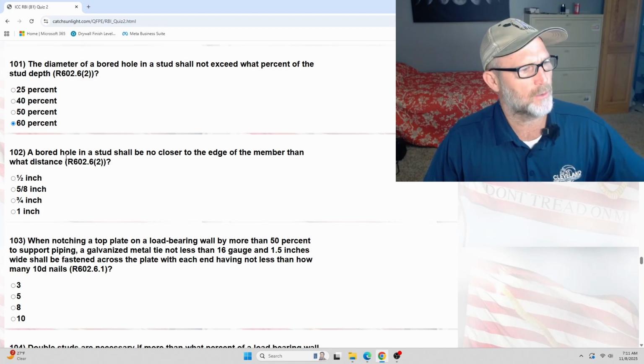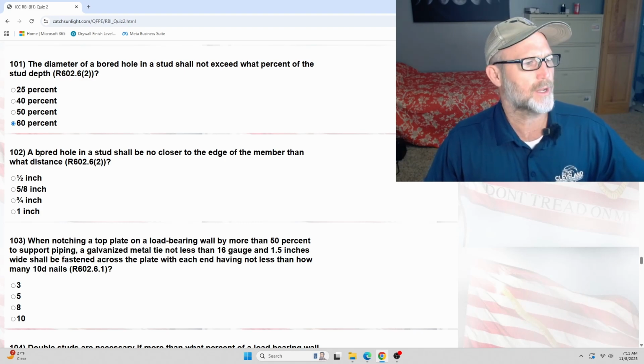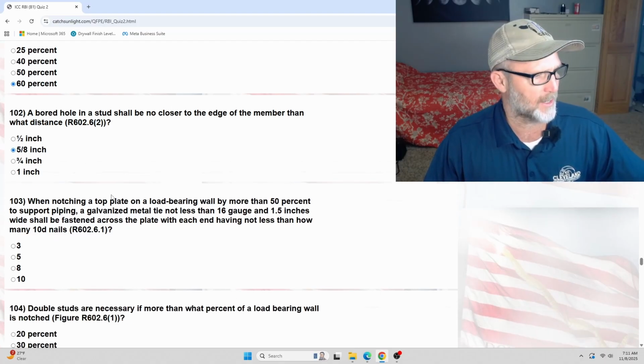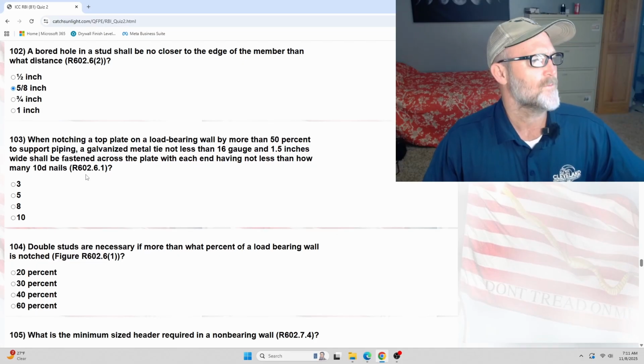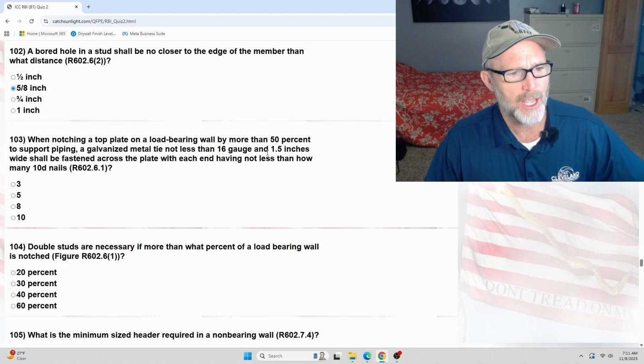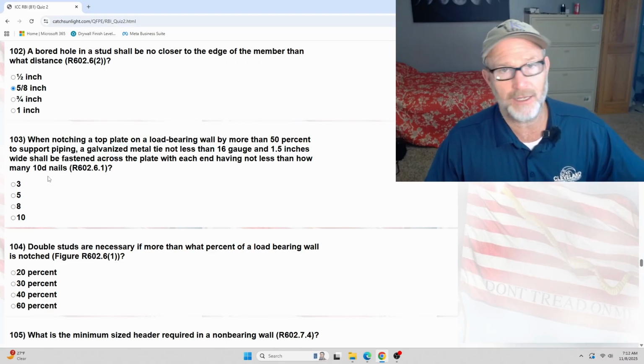All right, 102, we already read the code reference, R602.6(2), but let's read it. A bored hole in a stud shall be no closer to the edge of a member than what distance? We know it's 5/8. That's what we just read. All right, 103. When notching a top plate on a load-bearing wall by more than 50% to support piping, a galvanized metal tie not less than 16 gauge and 1.5-inch width shall be fastened across the plate, with each end having not less than how many 10D nails?